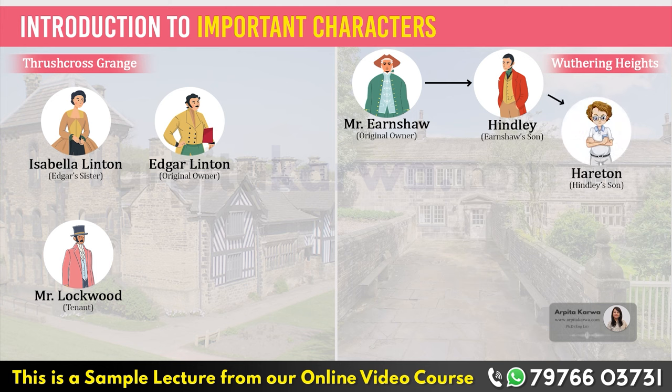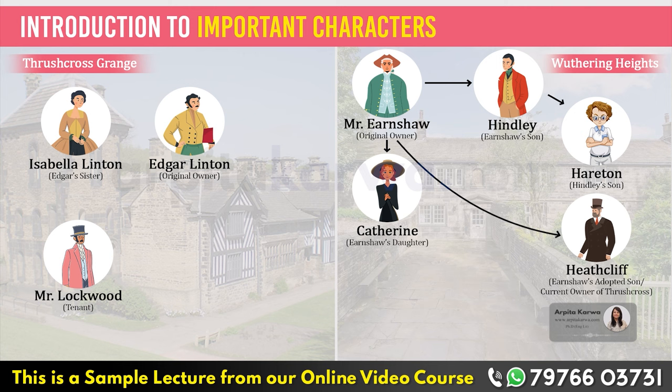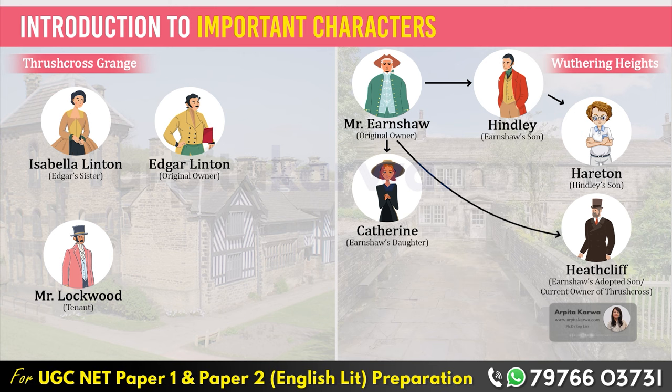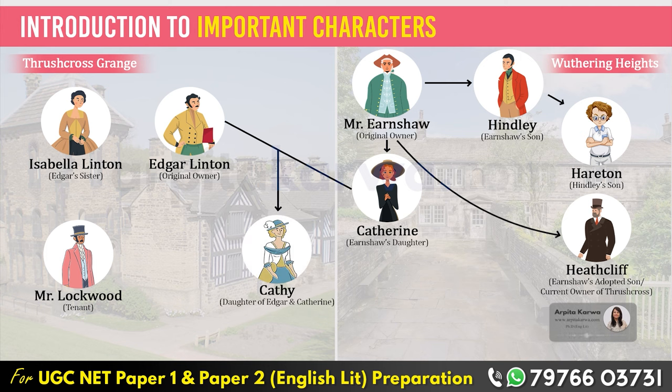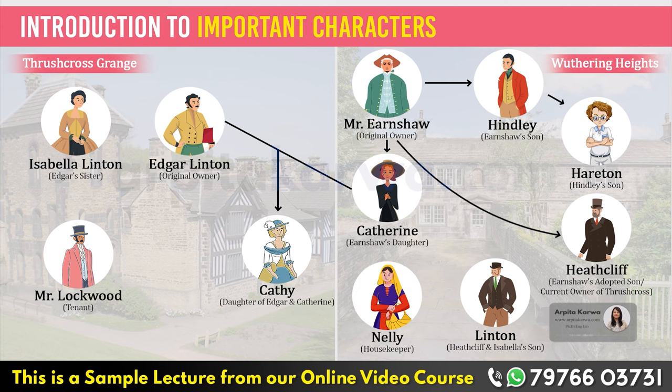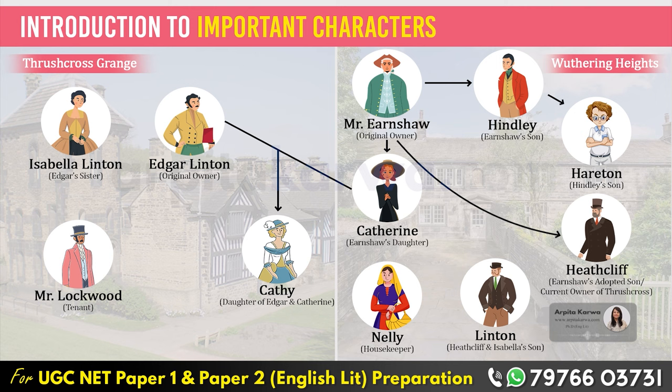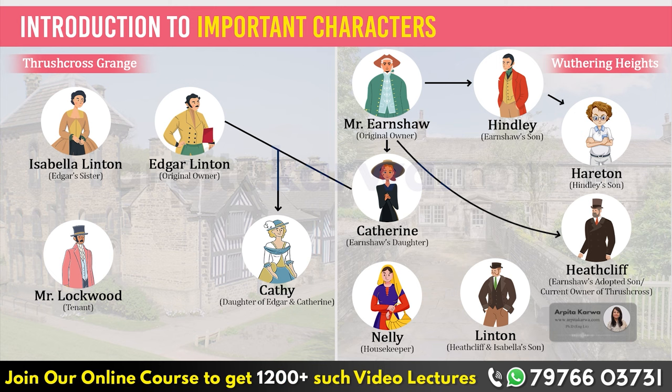Hareton is Hindley's son. Catherine, Mr. Earnshaw's daughter. Heathcliff, he's the current owner of the Thrush Cross Grange and Mr. Earnshaw's adopted son. Then Cathy, Edgar and Catherine's daughter. Linton is Heathcliff and Isabella's son. And Nellie is the housekeeper at Wuthering Heights. So a lot of complicated names and a lot of interconnections. So what do you do? You just give it some time and try to understand each person's connection.